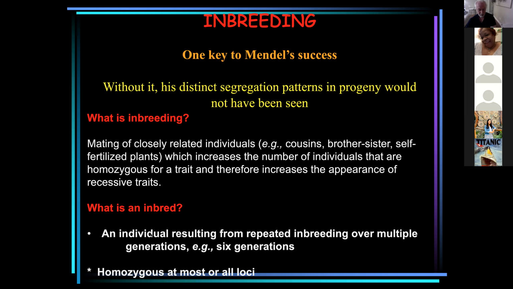So if you keep mating an individual to itself for many generations, for example, 6 generations, now all the loci are homozygous on all chromosomes. So what you want to have before you start doing crosses, if you're Mendel, is homozygous parents that are homozygous at all loci. They're genetically pure, and they're known as true breeding.